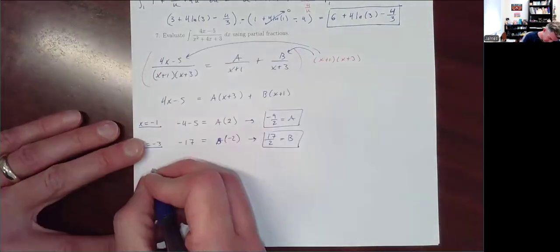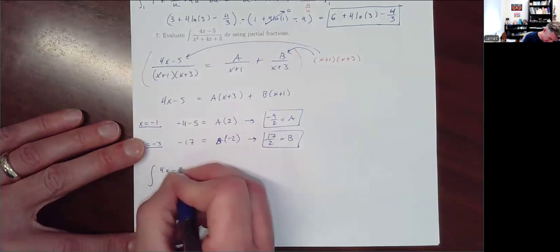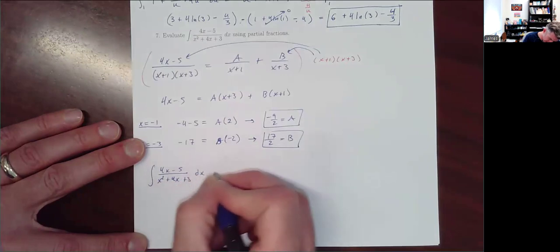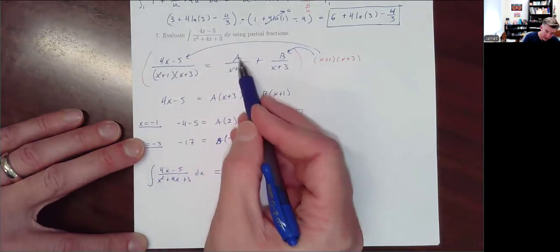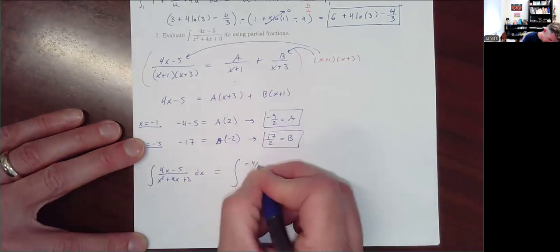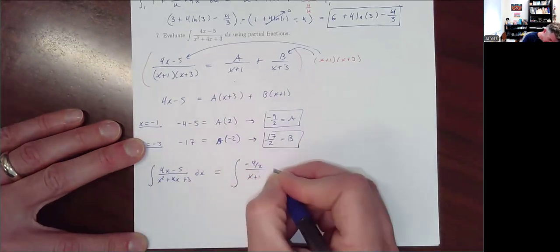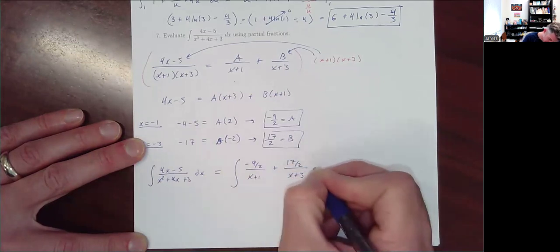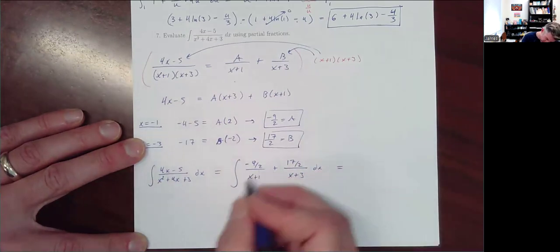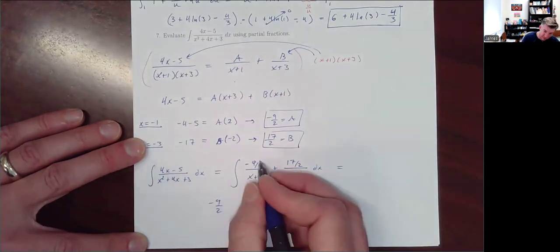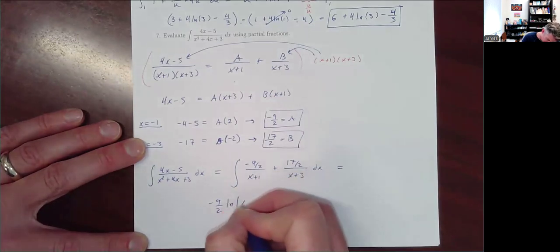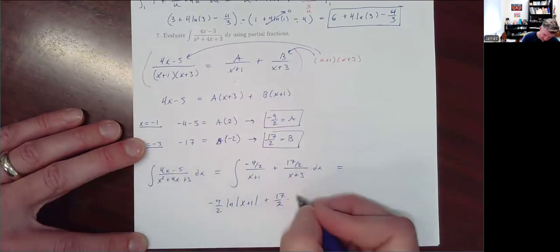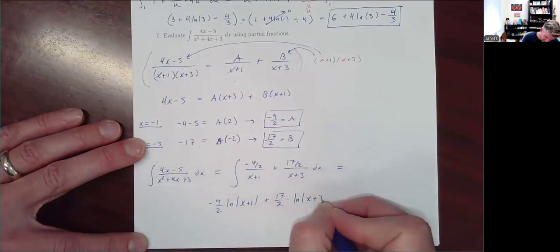So then we're going to rewrite our integral of 4x minus 5 over x squared plus 4x plus 3 dx as the integral of a over x plus 1, so negative 9 halves over x plus 1, plus b, 17 over 2, over x plus 3. And then we're going to integrate. So we get negative 9 halves times the integral of 1 over x plus 1, which is the natural log of the absolute value of x plus 1, plus 17 over 2 times the integral of 1 over x plus 3, which is the natural log of the absolute value of x plus 3, plus c.